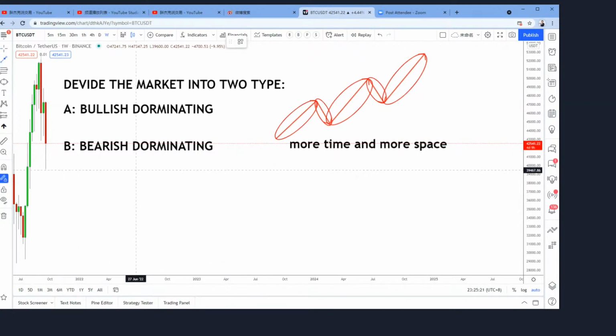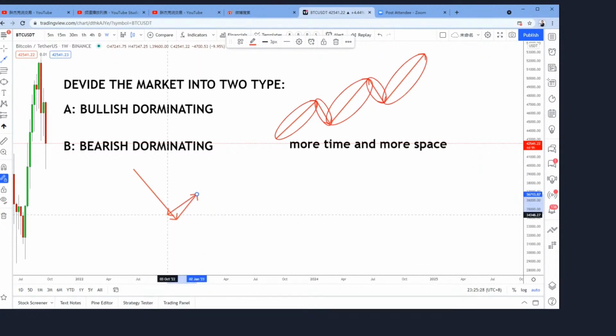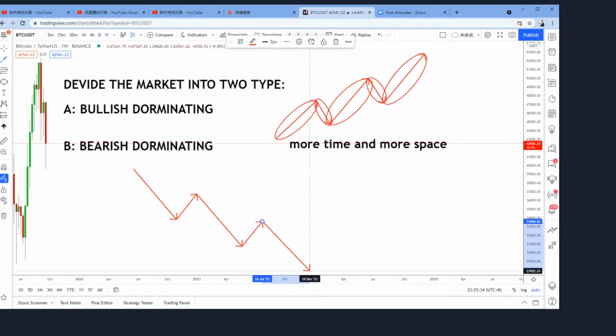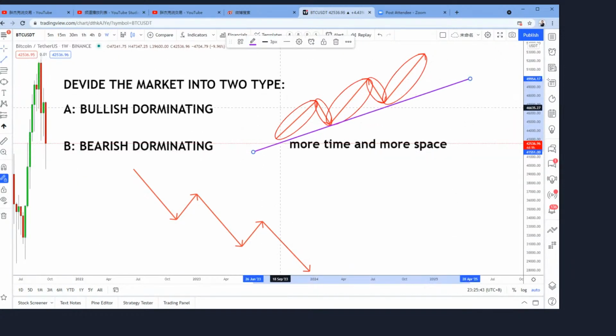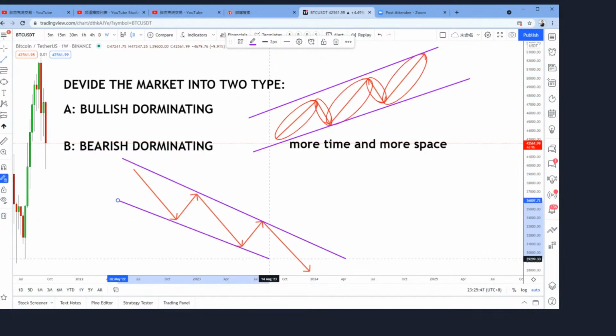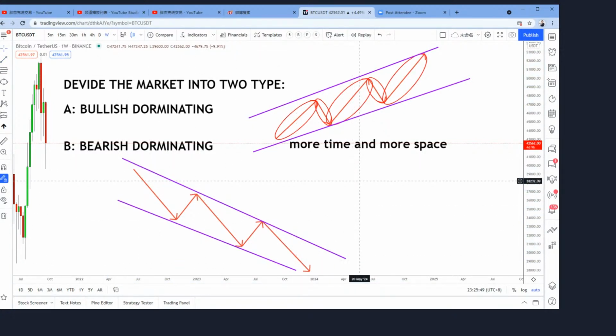And what is in bearish? Bearish dominating: a very strong sell, a very short-term pullback, and then another strong sell, another short-term pullback, and then go for another low. Lower low, lower high, and typically you can draw this channel, right? A channel represents a trend. Okay, good. So where are we now, guys, for Bitcoin?